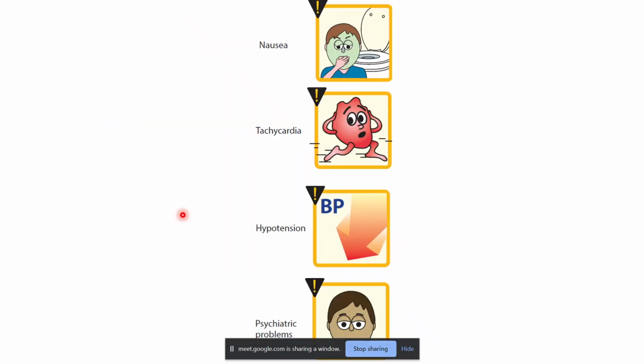Adverse effects include nausea, tachycardia, hypotension, and psychiatric problems. The nausea and vomiting are because of the central nervous system action, and tachycardia is because of the action of the dopamine on the periphery. And also the saliva and urine are a brownish color because of the melanin pigment produced from catecholamine oxidation.